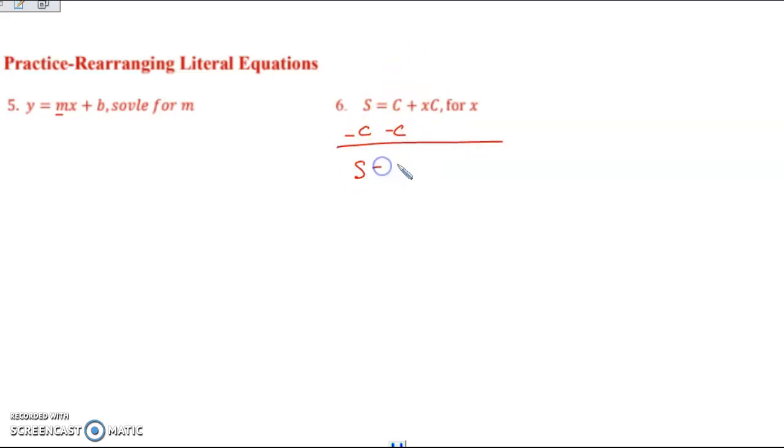So we have s minus c equals xc. Divide by c. So when you do that, you're dividing everything by c. Just remember what you do to one side, you do to everything. And when I'm looking at this, this cancels out to be a 1. So then I get s over c minus 1 equals x. Because these c's cancel out and those canceled out.